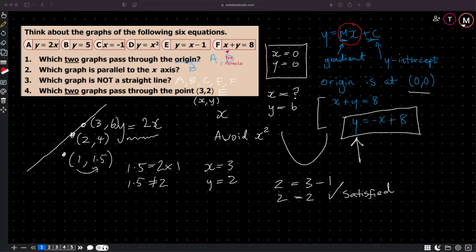Anyway, x plus y is 8. So if we've got x and y as 3 and 2, that's not quite going to make it to 8. So E is the only answer.